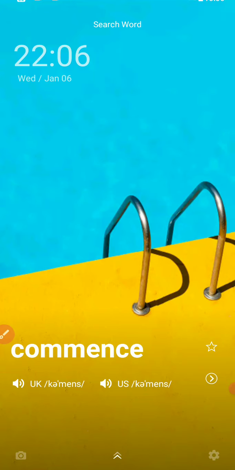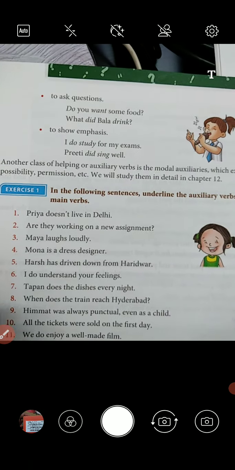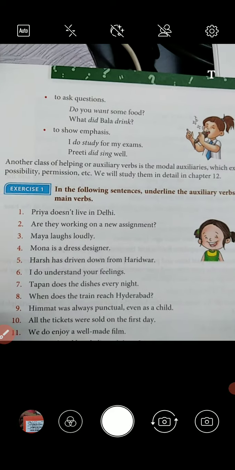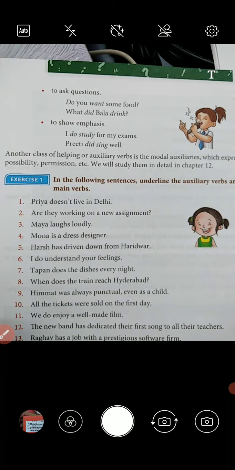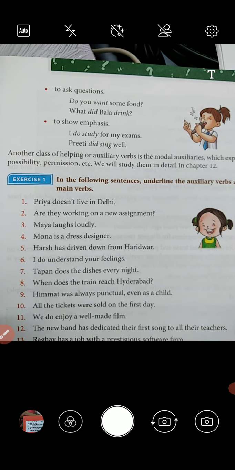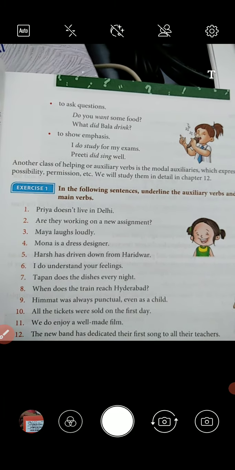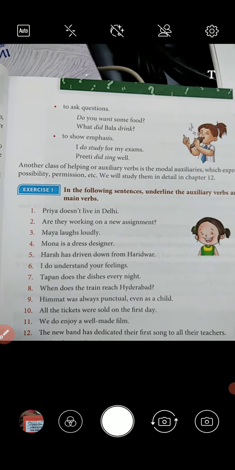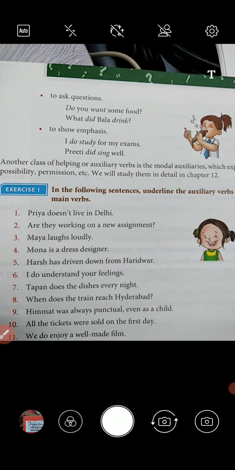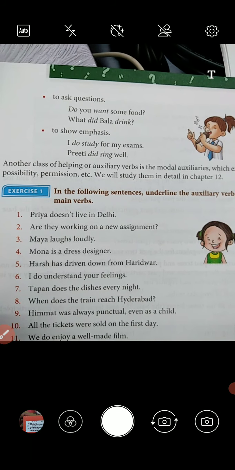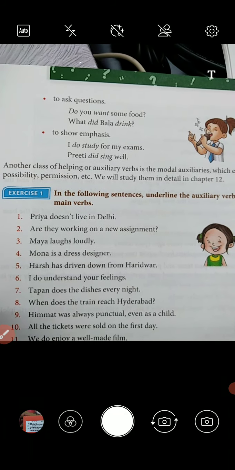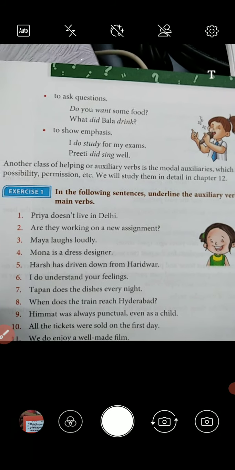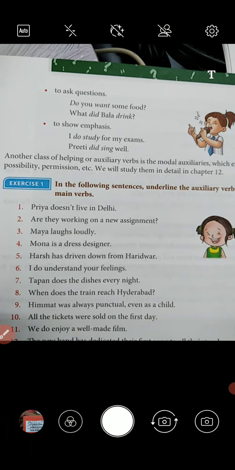Now next one, do to ask questions. The verb is used to ask a question. First one, do you want some food? So we are asking somebody, do you want some food? So in this sentence, do you want is the verb used. It's a question.